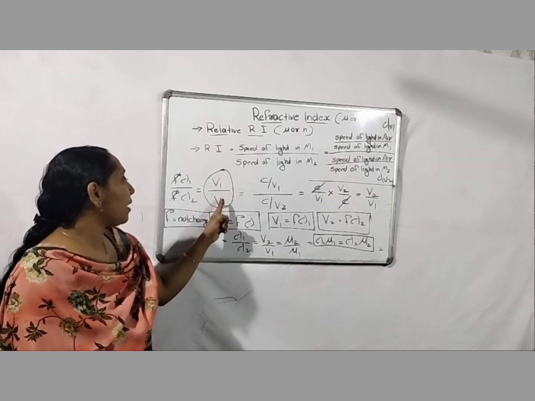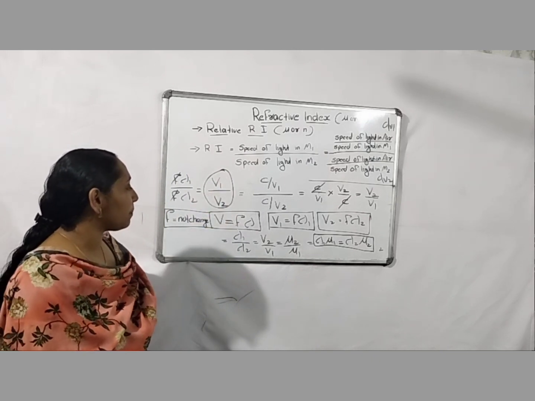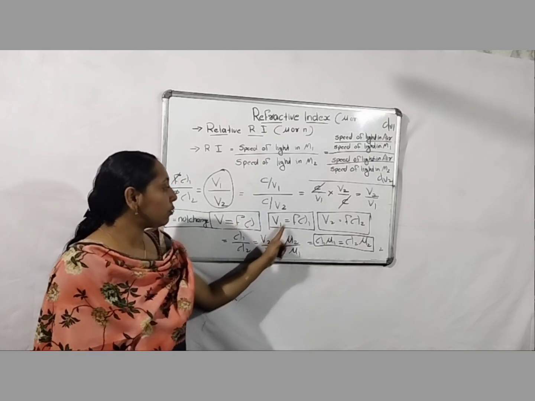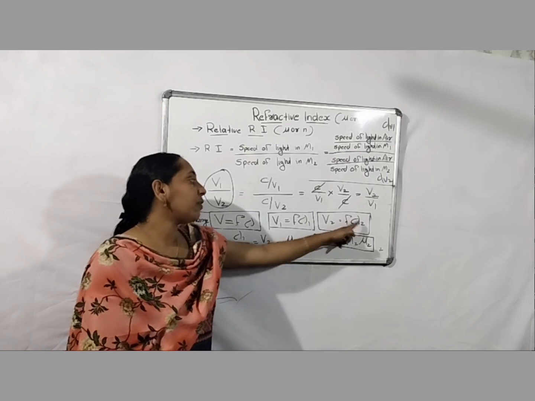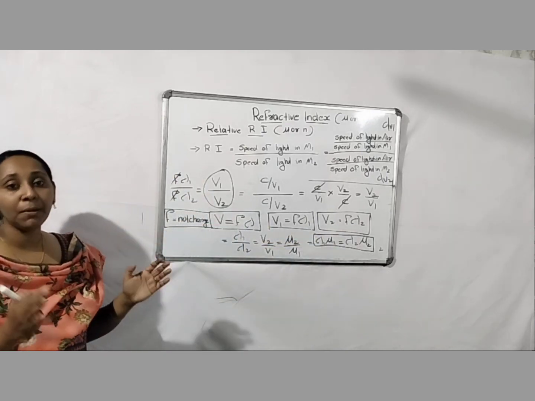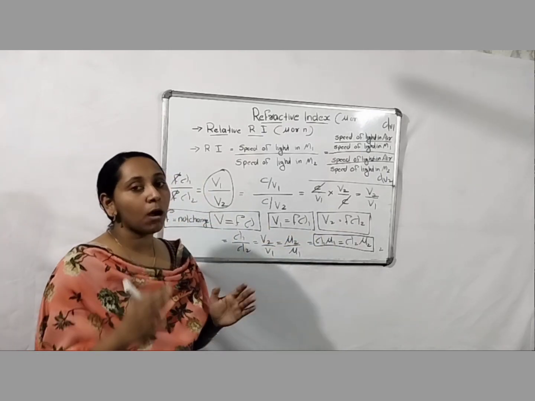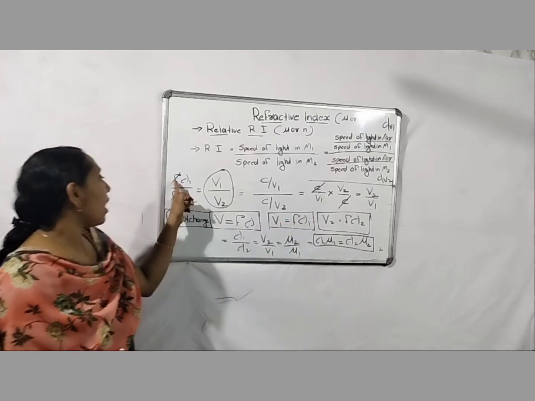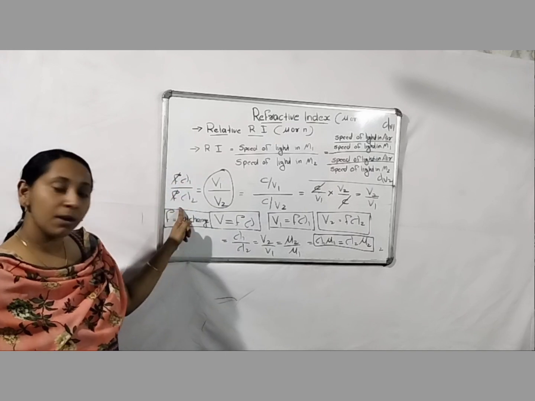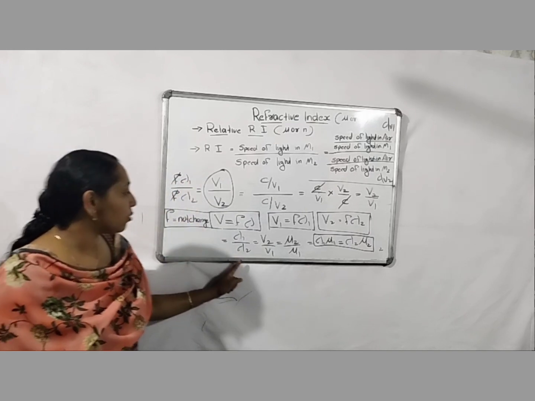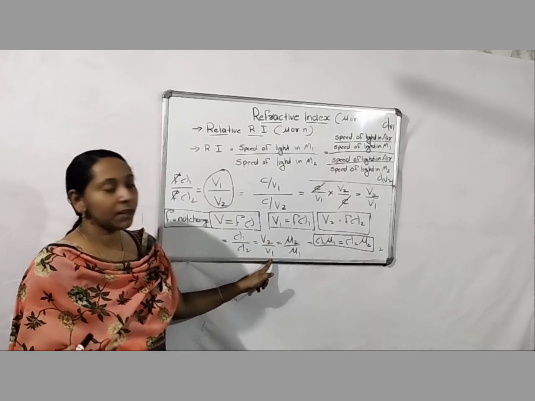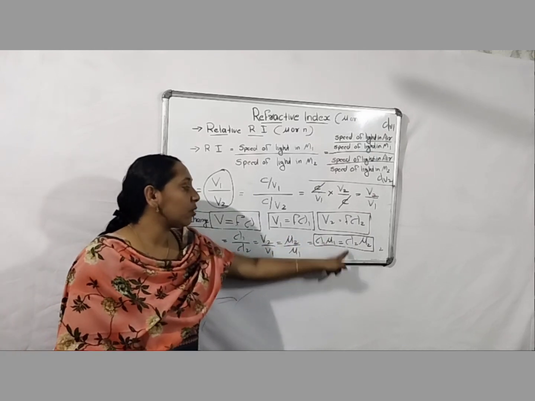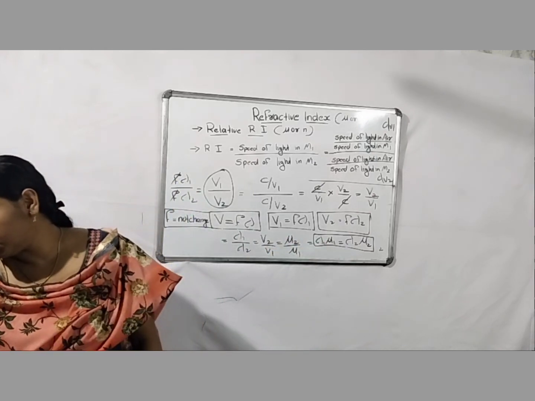So this v1 by v2, I want to replace from the general expression velocity equal to frequency into lambda. So v1 equal to f lambda 1, v2 equal to f lambda 2. Frequency is same in all the cases, all mediums the light ray passes through. That's the reason f is same. So f lambda 1 by f lambda 2, f will be cancelled. Lambda 1 by lambda 2 equal to v2 by v1. What is v2 by v1? Mu 2 by mu 1. So I can write here lambda 1 mu 1 equal to lambda 2 mu 2.